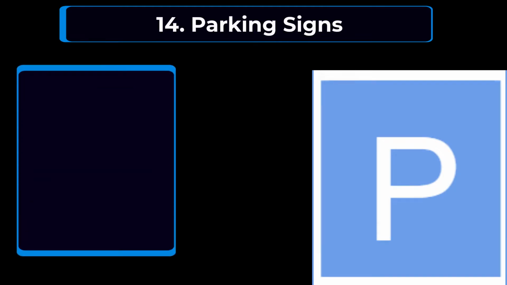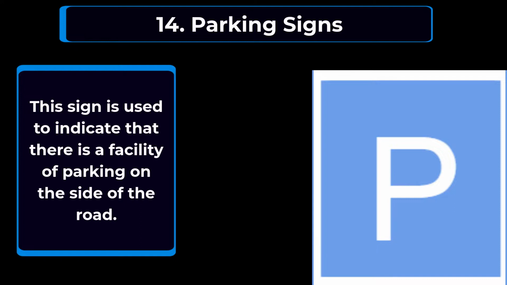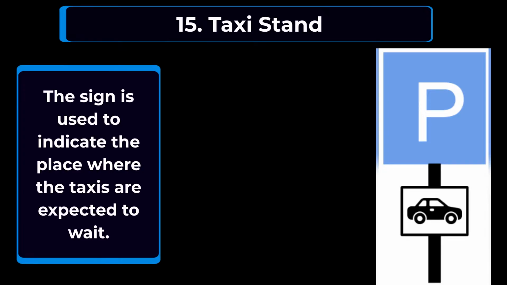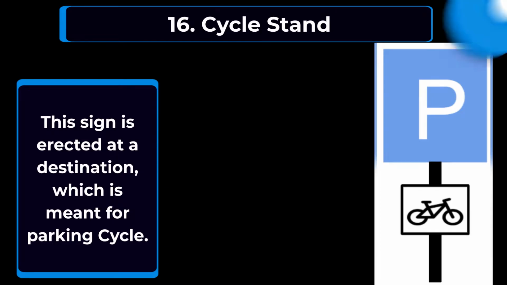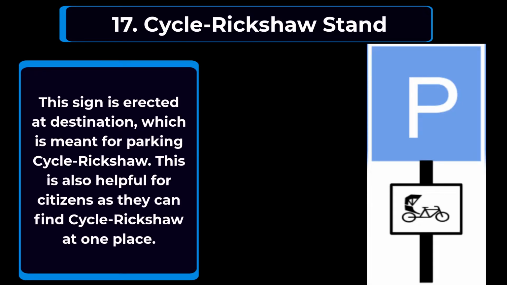14. Parking signs. This sign is used to indicate that there is a facility of parking on the side of the road. 15. Taxi stand. The sign is used to indicate the place where the taxis are expected to wait. 16. Cycle stand. This sign is erected at a destination, which is meant for parking cycles. 17. Cycle-Rickshaw Stand. This sign is erected at a destination, which is meant for parking cycle rickshaws. This is also helpful for citizens as they can find cycle rickshaws at one place.